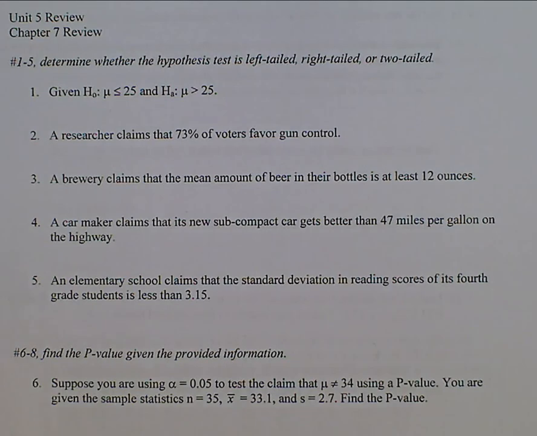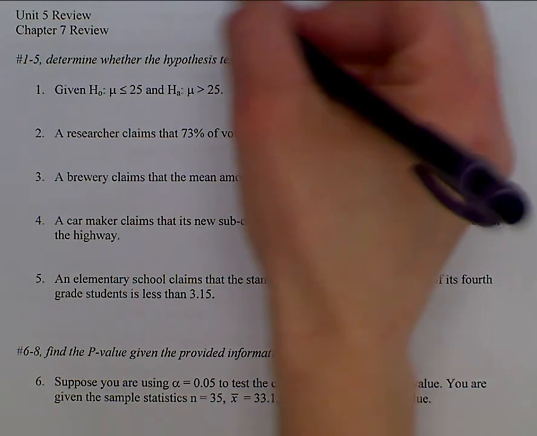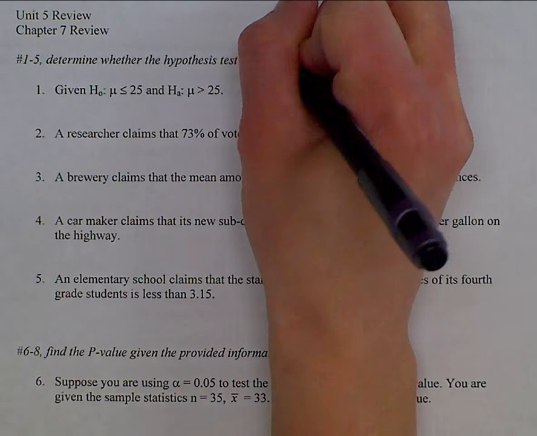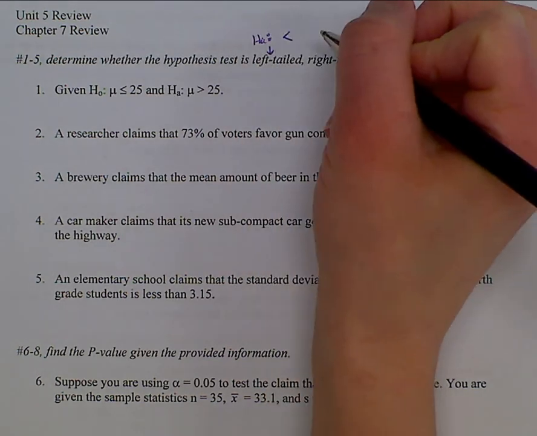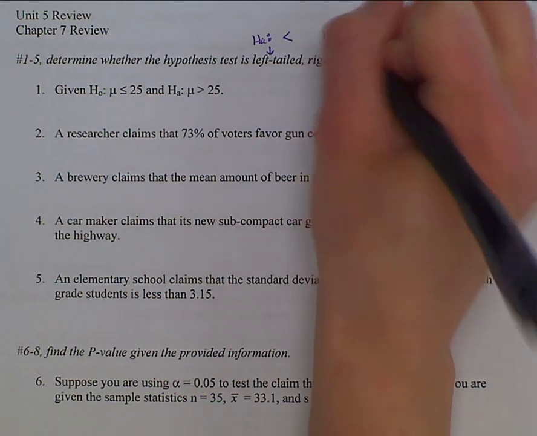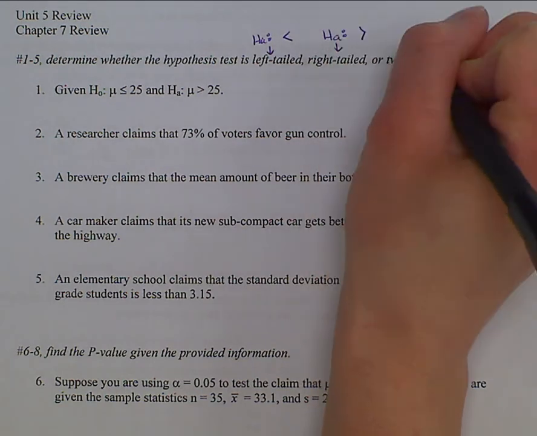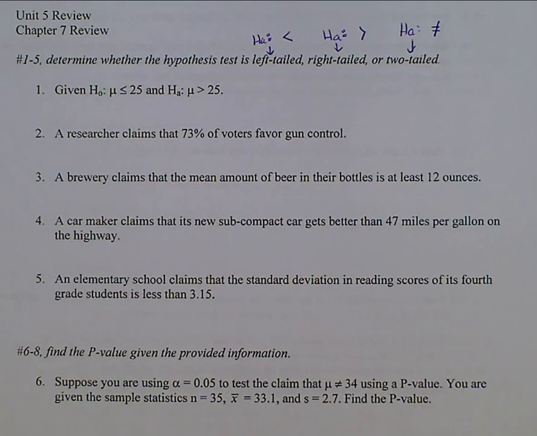Okay, so in questions 1 through 5 on the review, it asks whether or not the hypothesis test is left tail, right tail, or two tail. The way that we determine that is if our test is left tail, the alternative hypothesis will contain the less than symbol. If we have a right tail test, our alternative hypothesis will contain the greater than symbol. In a two-tail test, the alternative hypothesis will contain a does not equal.